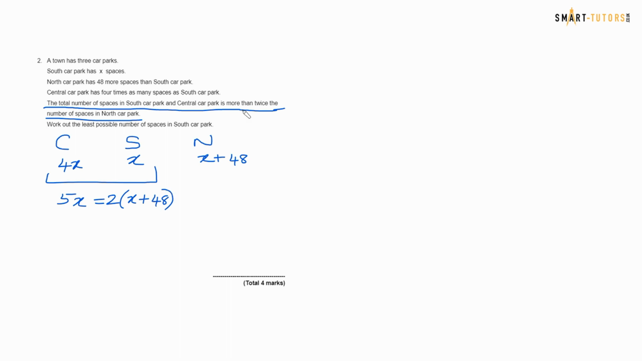If you solve that equation, 5x equals 2x plus 96. 2x coming this side, so minus 2x, so 3x equals 96. So x equals 32. Divide both sides by 3, x equals 32. So the least possible number of spaces in the South car park is 32.